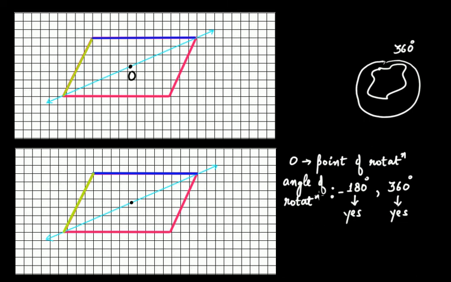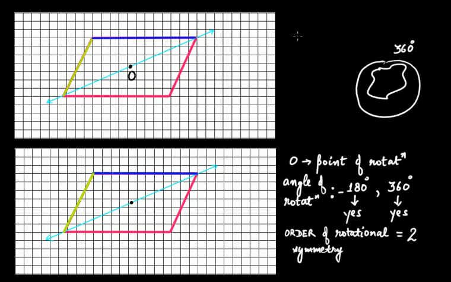So what's the order of rotational symmetry? The order of rotational symmetry will be 2. And why 2? Because for the first time you're having rotational symmetry at 180 degrees, and the next time you're having rotational symmetry at an angle of rotation of 360 degrees. So the order of rotational symmetry is 2.